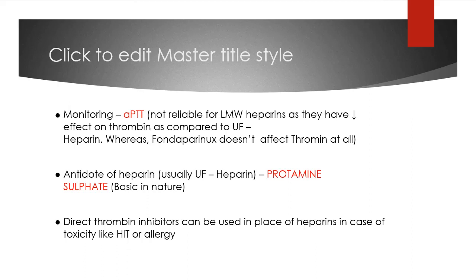In case of heparin toxicity, especially with unfractionated and low molecular weight heparins, the antidote which is used is protamine sulfate. Protamine sulfate is basic in nature and it makes a stable salt with acidic heparin. Direct thrombin inhibitors, which we are going to study in this lecture later on, can be used in place of heparins in case of toxicity such as HIT, that is heparin-induced thrombocytopenia, or allergy.